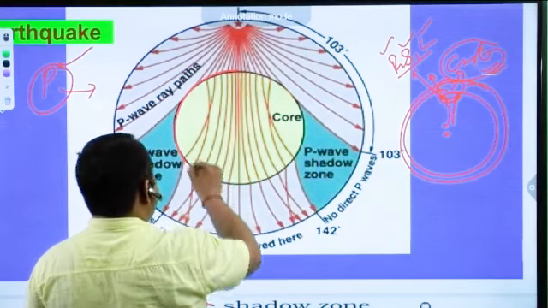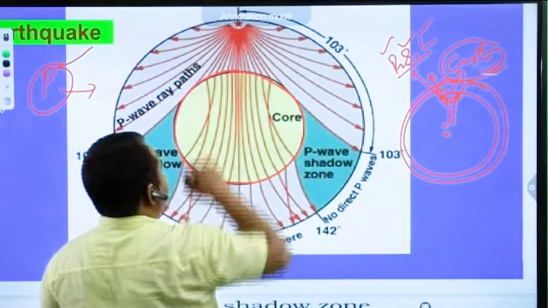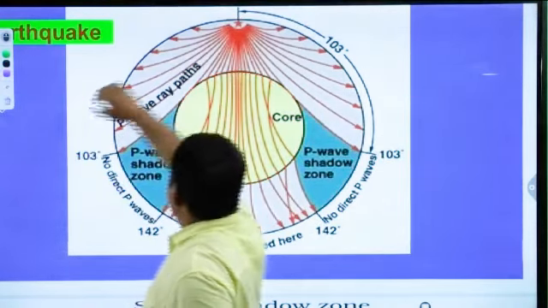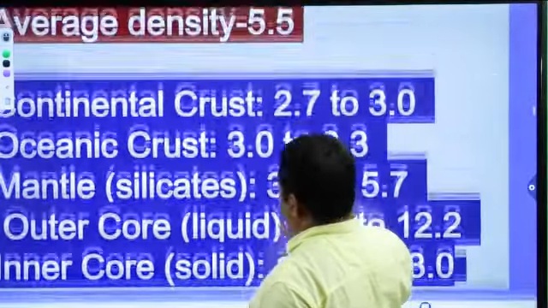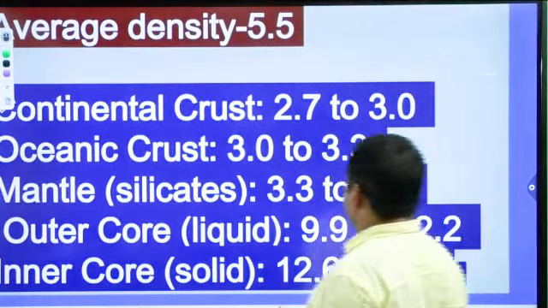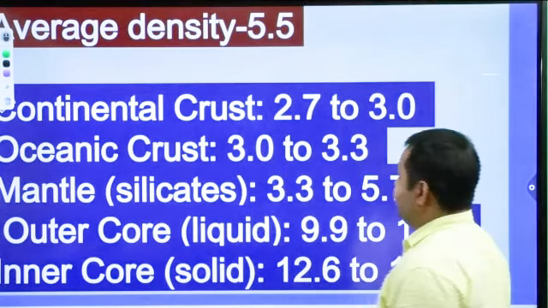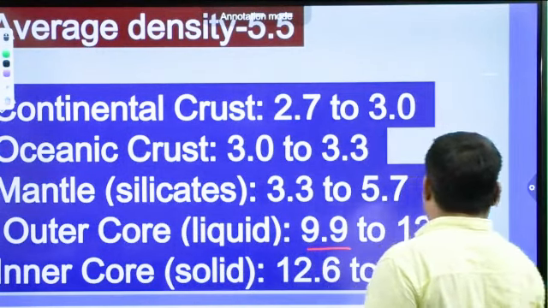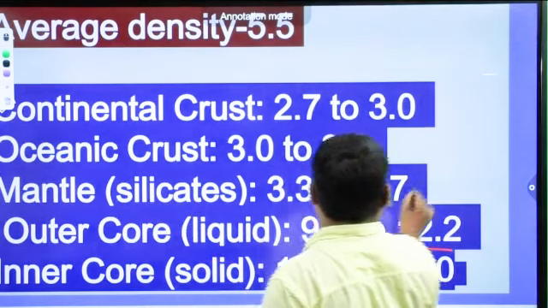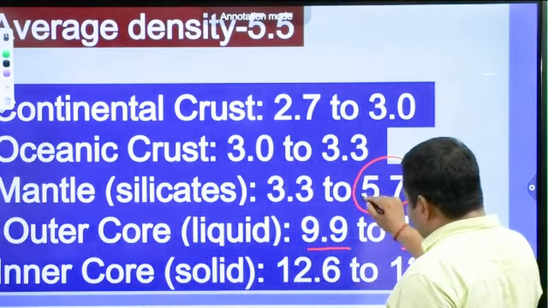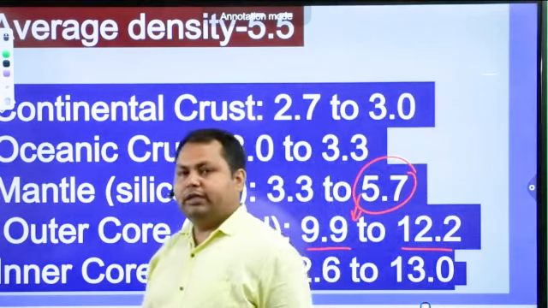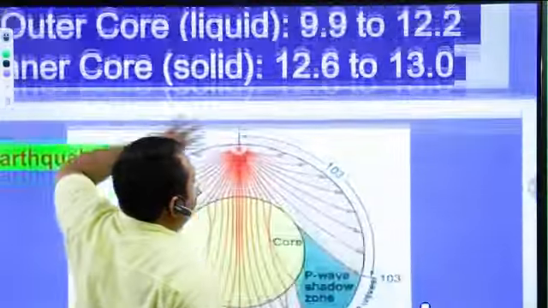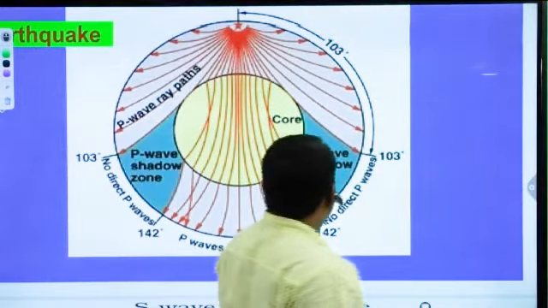You will see that this is the core, right? And the density of the core suddenly increases, right? Density, you have seen in the earlier slides, density of the core suddenly is going to increase. Here the density is 9.9 to 12.2, and before this in the mantle the density is 5.7. It means the density is going to increase suddenly in the core, due to which, because of the increasing density, there will take place an increase in the velocity of the P waves.